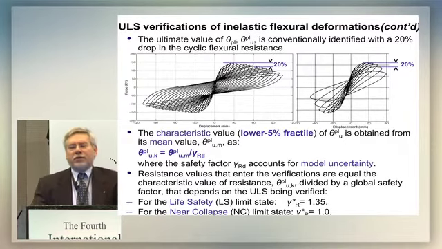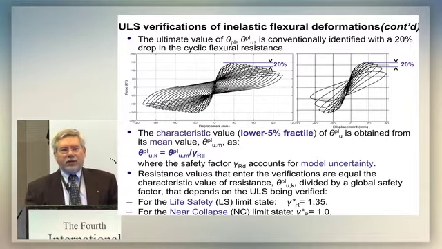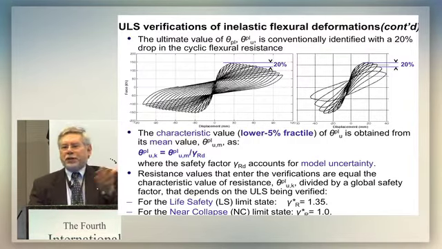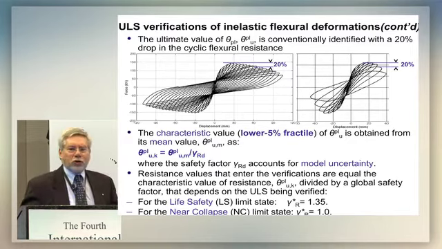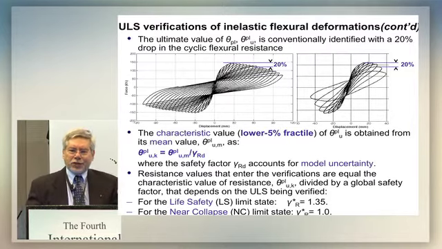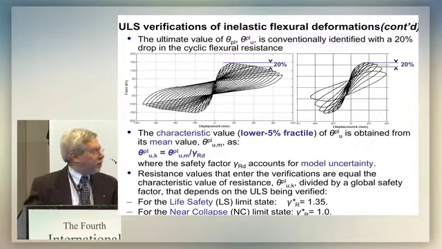Why 20%? It's conventional. 10% is negligible. 30% is too much. It's conventional. So when we talk about ultimate, we mean drop in lateral force resistance by 20%. It's not a disaster. The member does not collapse. It still retains its gravity load.